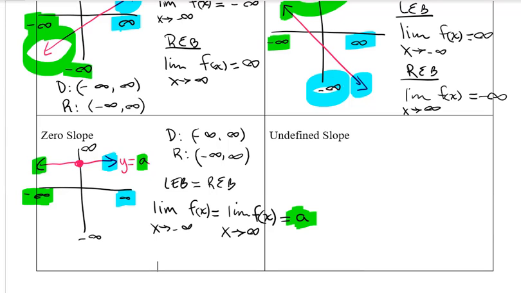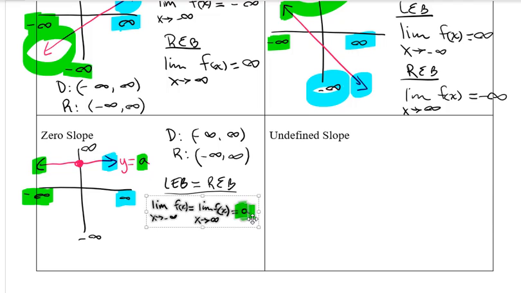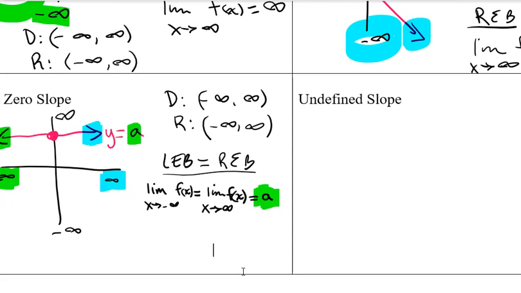So those left and right end behaviors, they're both going to be the same anytime you have a horizontal line. All right, so just tuck that away. That's going to be one of those important little points there. Let me shrink that down a little bit. Here we go. That's going to be true anytime you have a zero slope. Anytime you have a zero slope.